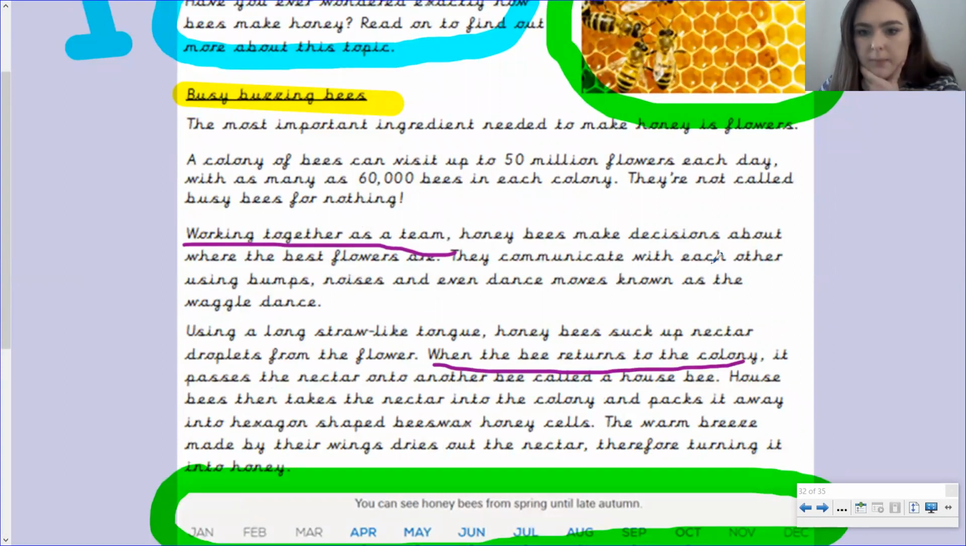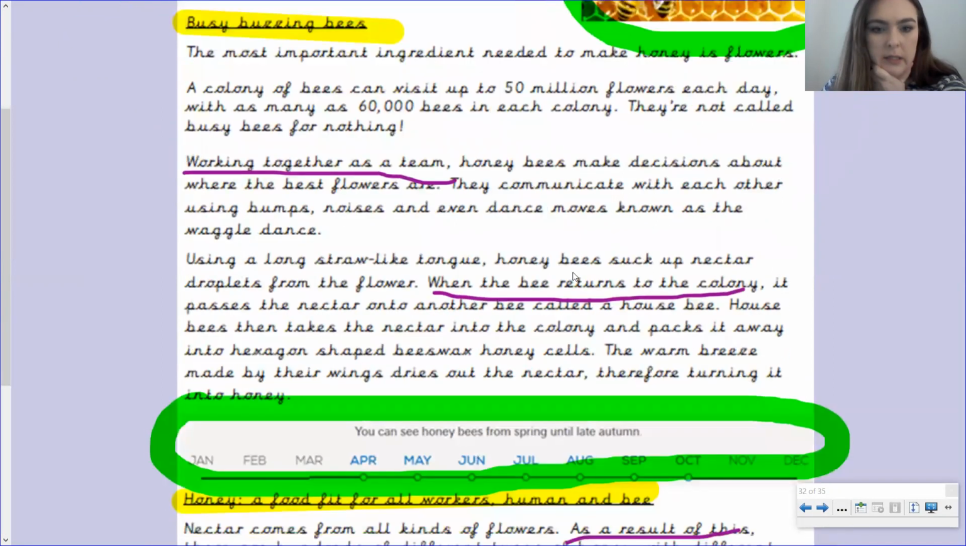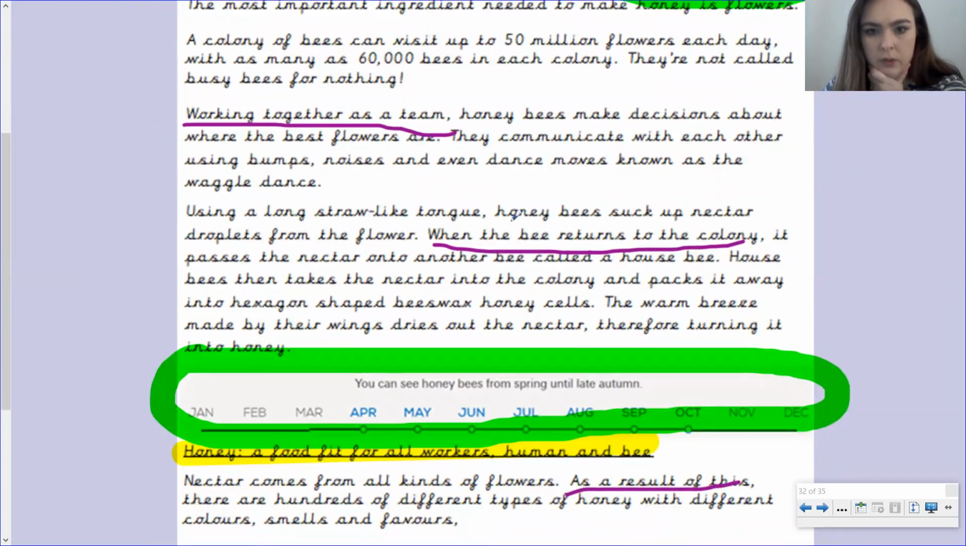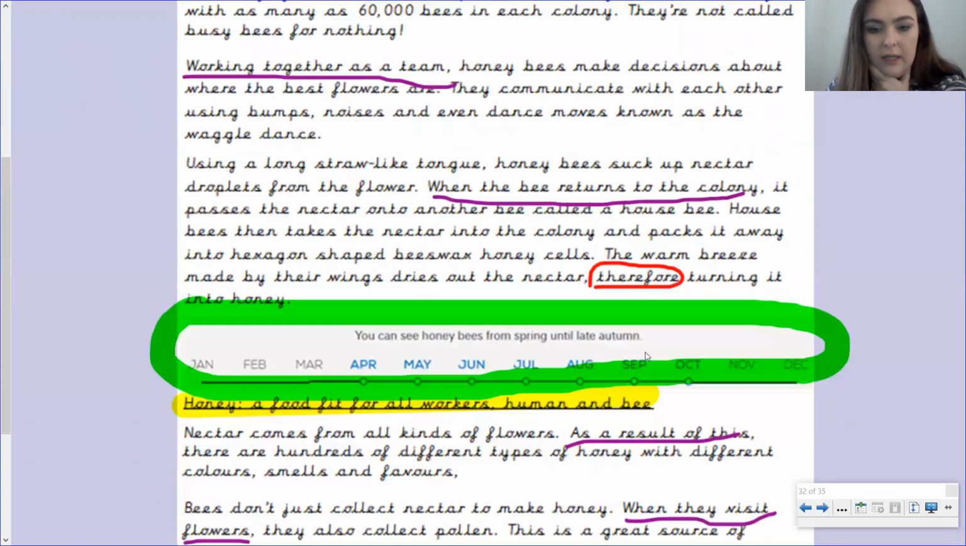Working together as a team, honeybees make decisions about where the best flowers are. They communicate with each other using, there's nothing there, using straw. Honeybees suck up the nectar droplets from the flowers. House bees then take the nectar to the colony and dry it away using the warm breeze. Here we go. Therefore, turning it into honey. So there we've got a causal connective.